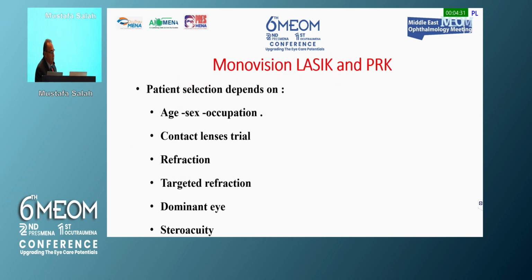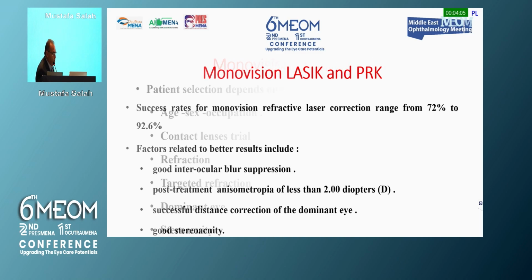So patient selection is important. Age, of course, patients reaching presbyopia, 40s or more. The occupation is very important. We have to give them a contact lens trial, which is a real test of the acceptance of the patient, and the refraction, myopia versus hyperopia, and the target refraction, the dominant eye, stereo acuity, as we said. So the success rate for monovision in refractive laser correction ranges from 72 to 90%.